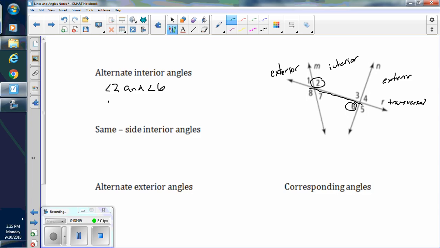Likewise, angle 7 and angle 3 would also be alternate interior angles.